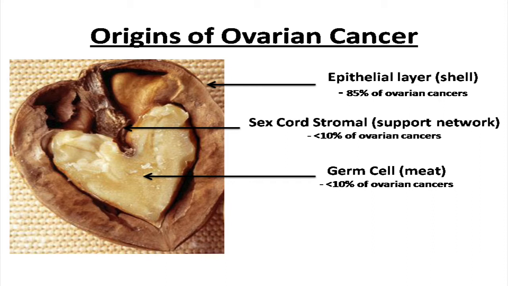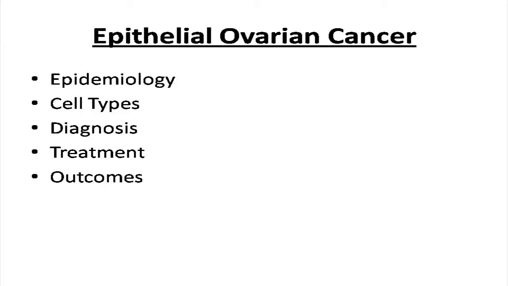I bring this up to illustrate the fact that there are other types of ovarian cancer. However, today's talk is going to focus on epithelial ovarian cancer only, which again, as I mentioned, represents well over 85% of all ovarian cancers. First, we will discuss epidemiology, cell types related to epithelial ovarian cancer, how epithelial ovarian cancer is diagnosed, treatment options, and expected outcomes.